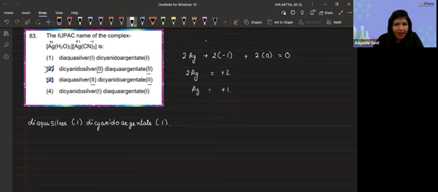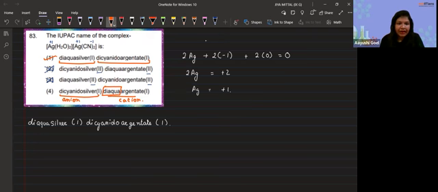So now let's see which option matches with this one. The first option is matching. That is, first the name of the cation, then the name of the anion. In the fourth option, they have written the name of the anion first and then the cation, and that too is actually wrong. In this case, they have written diaqua here, and here they have used the word cyanido. So the actual name of this compound is diaquasilver(I) dicyanidoargentate(I) in Roman numerals.